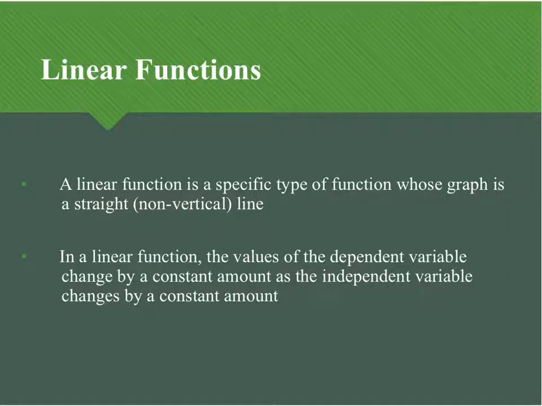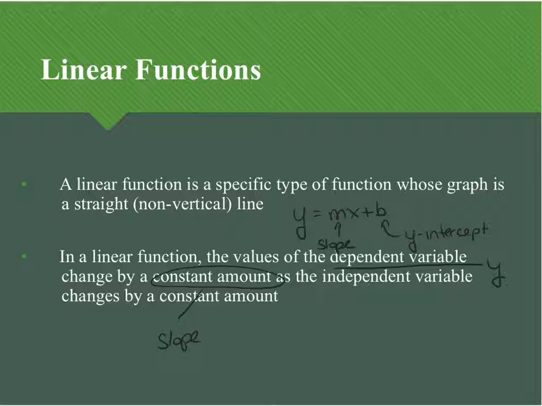A linear function is a specific type of function whose graph is a straight non-vertical line. And you're going to see this as y equals mx plus b. b will be the y-intercept, and m will be the slope. In a linear function, the value of the dependent variable, y, changes by a constant amount, that's the slope, often referred to as m, as the independent variable, x, changes by a constant amount. Now if that's confusing, it's okay. We're going to expand on this quite a bit in this chapter.